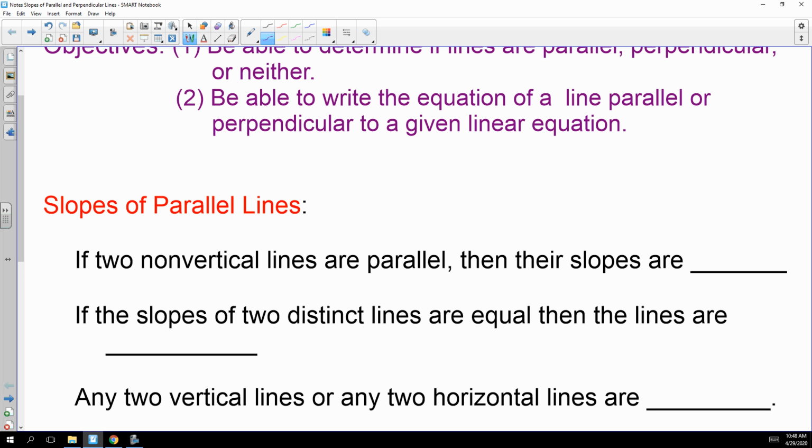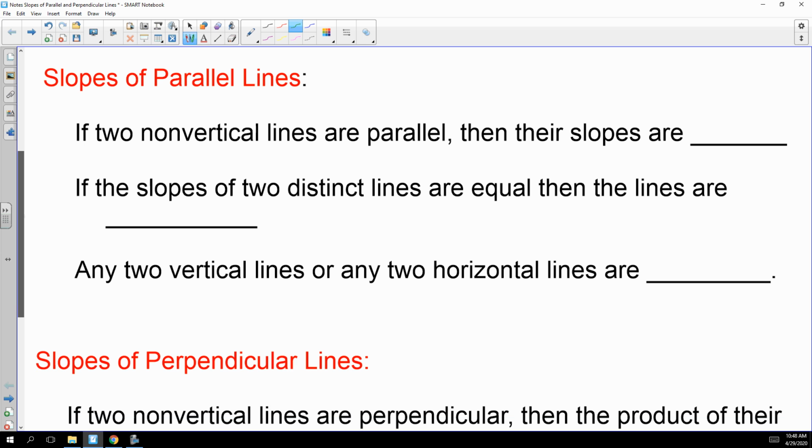This is a topic that only comes up maybe once or twice on the ACT or PSAT, but it is a question that is usually asked somewhere in there. So it's a good idea to just refresh your memory about slopes of parallel lines and perpendicular lines.